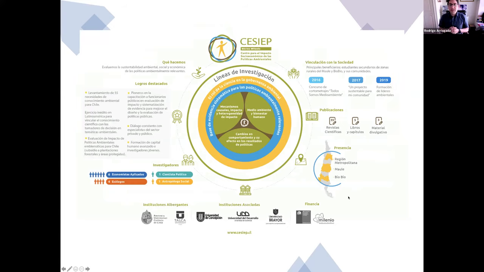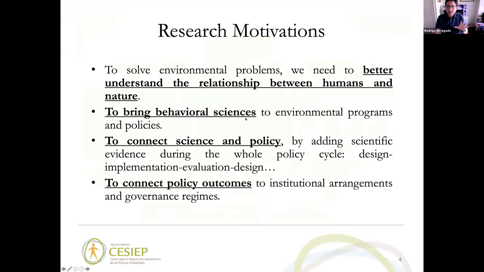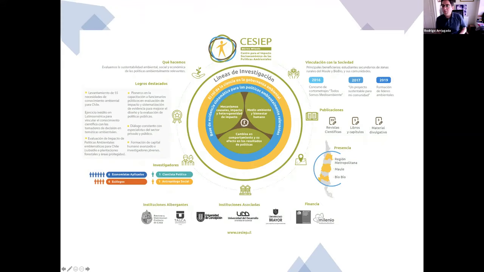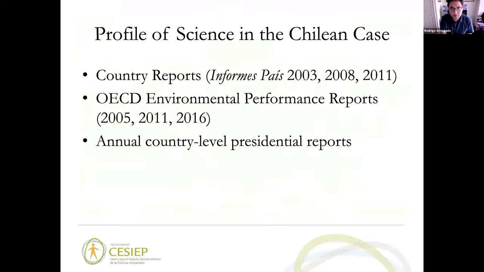Our center basically deals with the role of science in environmental governance, providing a very strong base of scientific evidence to feed the design of policies. And basically, we are studying three things: the connection between human well-being and the surrounding environment; causal mechanisms, impacts, and heterogeneity of impacts of specific policies; and how these policies can change behavior, and how these changes in behavior end up causing effects in policy results.